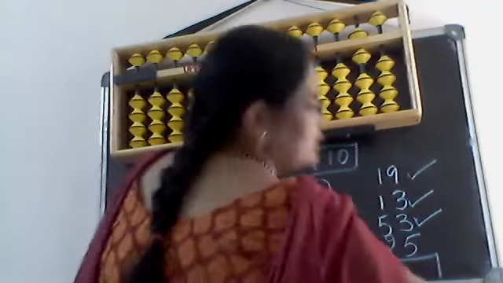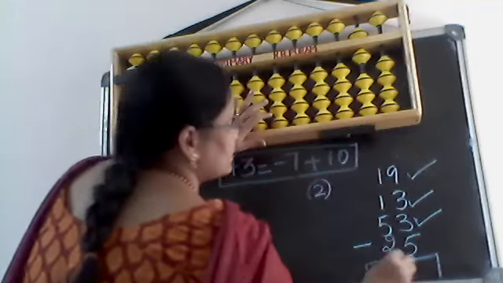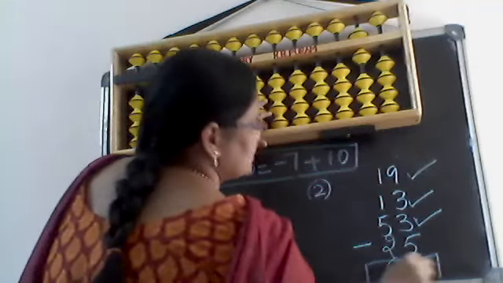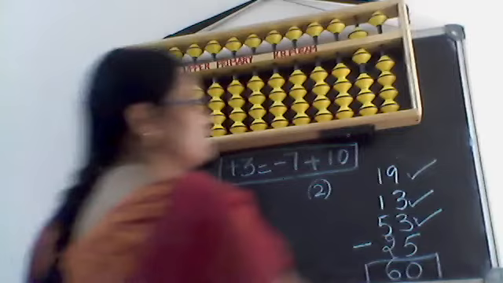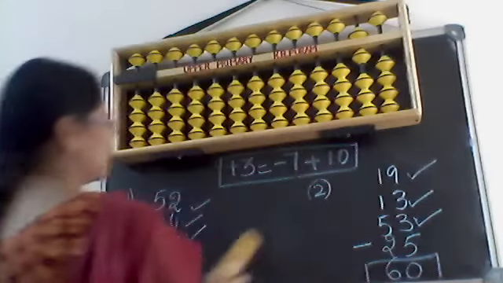The answer is 60. Nothing is there means it's 0. Clear, children? So this is how we have learned plus 3 techniques.